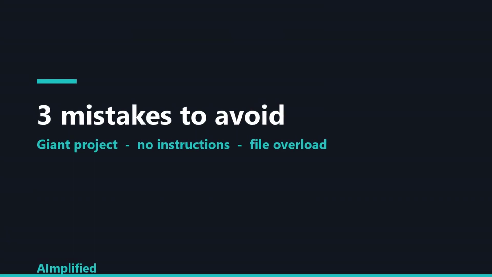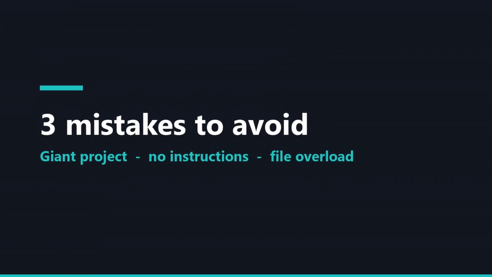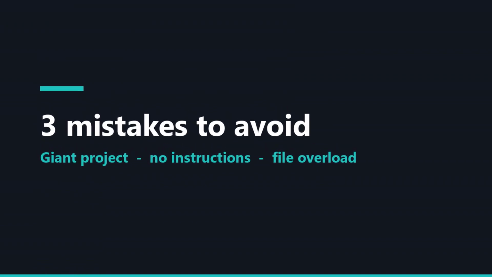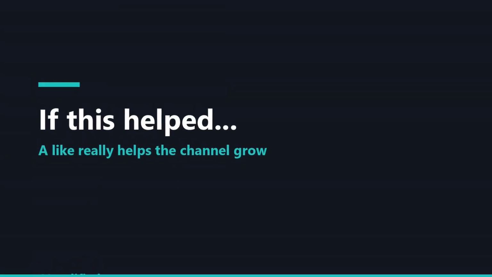Before you go, 3 mistakes to avoid. 1. Don't build one giant project for everything, the context gets muddy. One project per real workflow. 2. Don't skip the instructions, that's where most of the power is. 3. Don't overload it with files. Keep it focused. And that's how you actually use ChatGPT projects.